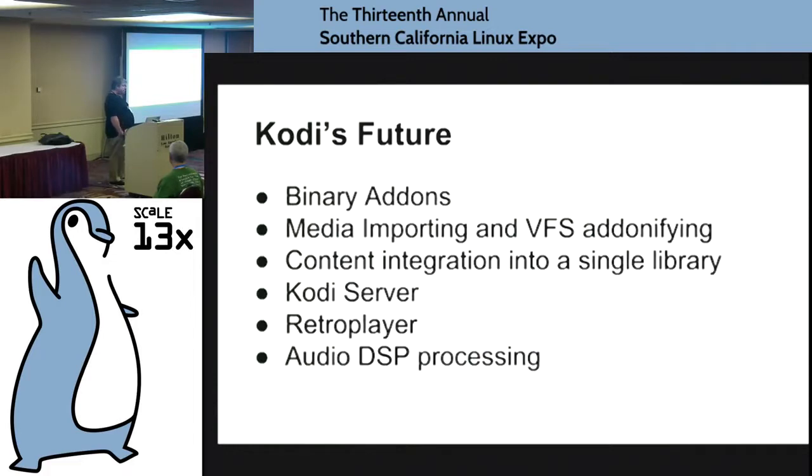So this is the stuff we're excited about for the future. We're working on binary add-ons, which should allow a lot of neat new things. People being able to actually write applications that run directly from the Kodi interface. Media importing, VFS add-onifying, and content integration into a single library is this sort of big, crazy way of saying we're trying to create a mesh network where if you're familiar with most media companies out there these days, like the Netflix of the world, or if you're familiar with Plex, they all operate on the same concept. You start out with a server, which is where all your media is, and then every other box that you have is a client.